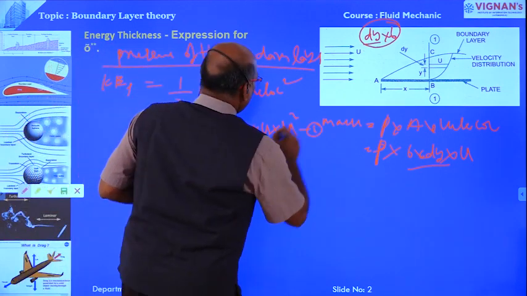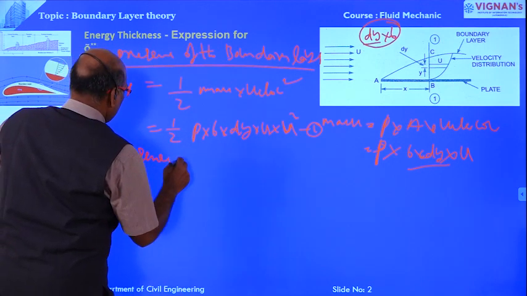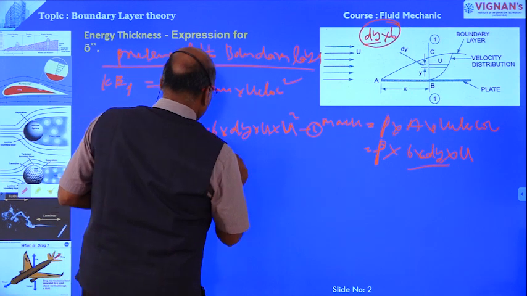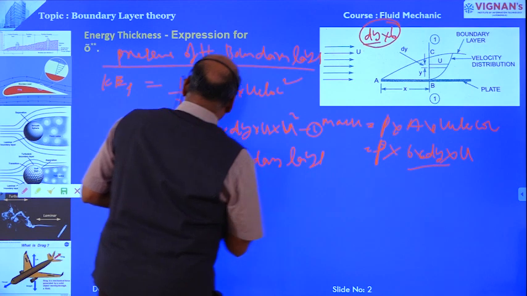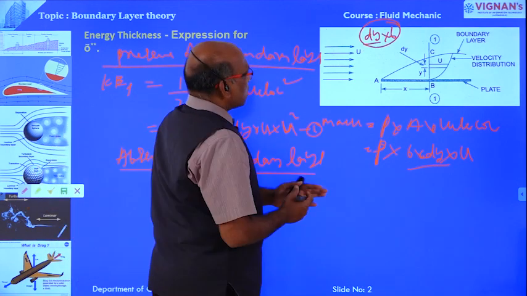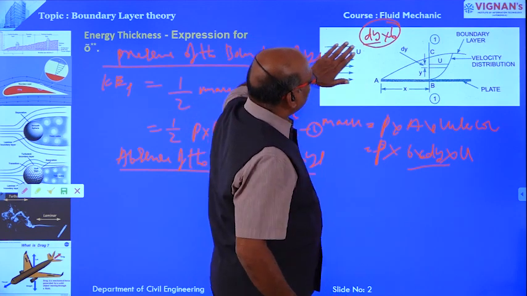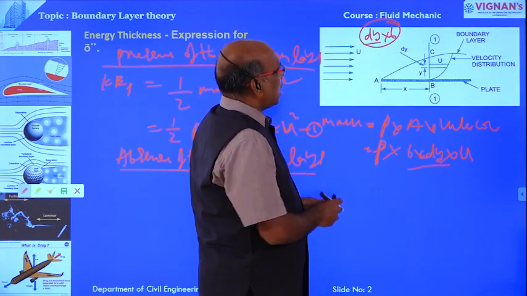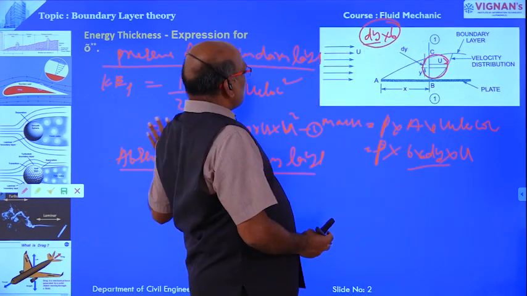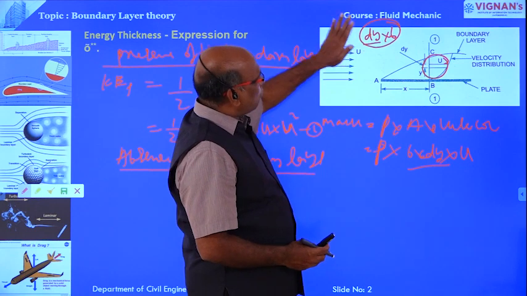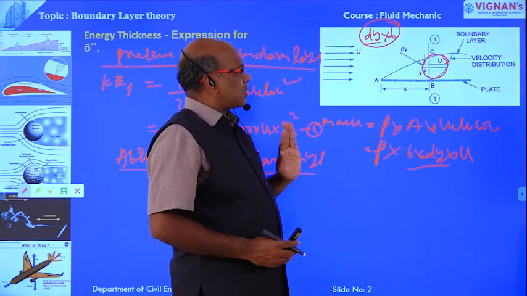Absence of the boundary layer. If there is no boundary layer here, the free stream velocity is moving with the same velocity over this strip. That means in the absence of the boundary layer, the velocity of flow over the strip is taken as capital U. That is the difference.